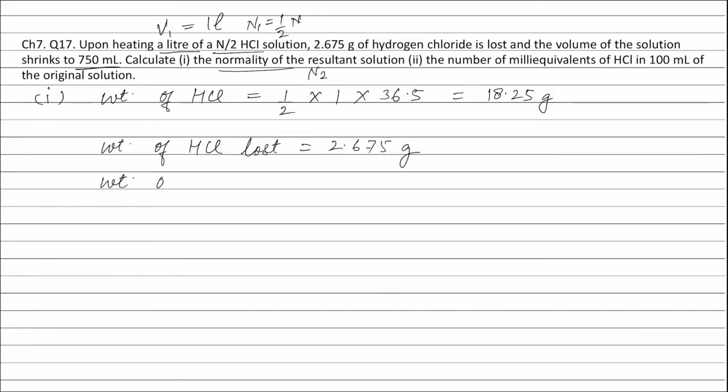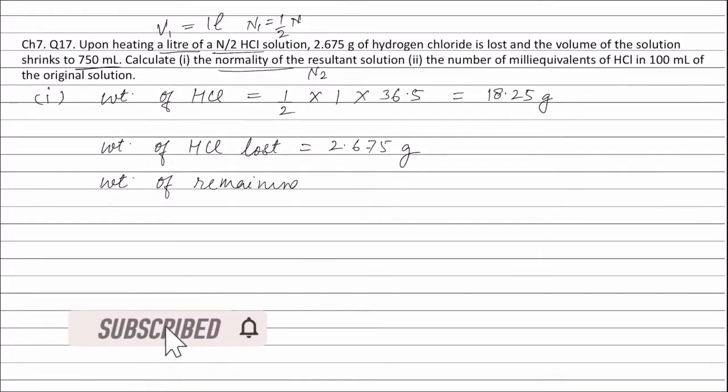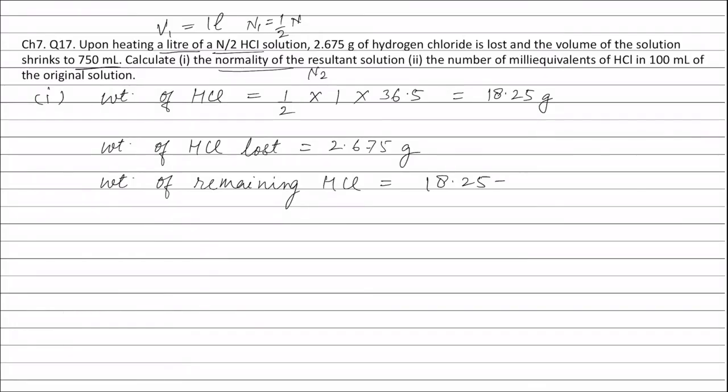Therefore, weight of remaining HCl will be equal to 18.25 minus 2.675, and this is equal to 15.575 gram. The final volume of the solution is 750 milliliter, or V2 is equal to 750 divided by 1000 liters.